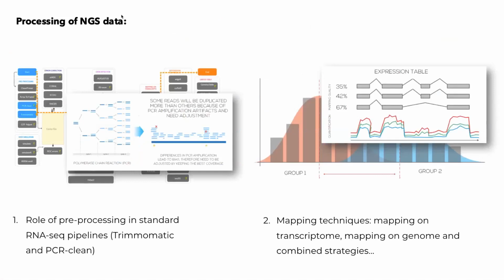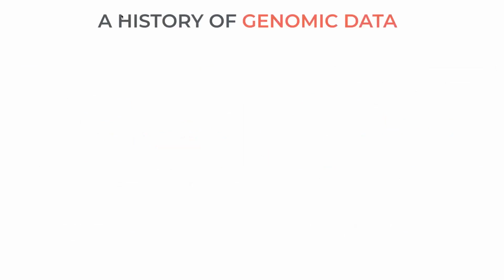So the role of pre-processing is important to understand because it is related to the technology of next-generation sequencing. And then the second big portion of processing next-generation sequencing data is going to be focused on mapping techniques. So we'll talk about several different approaches to mapping. Before we start, let's talk about how we started with next generation sequencing data and how we can utilize this data to do research of biological mechanisms and what kinds of biological mechanisms we can study with next generation sequencing data.